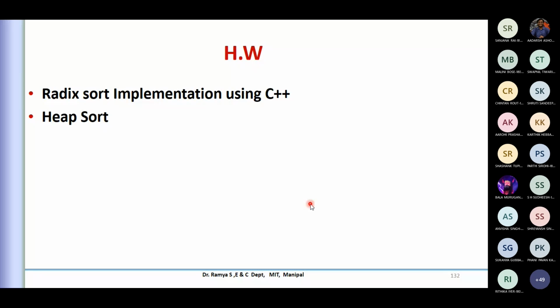I'll leave this for your work, since you have already done heaps in your sir's classes. Sir has already given a lot of information on how to create a heap and how to create a max heap. So that is a part you have to do by yourself. Is it okay?